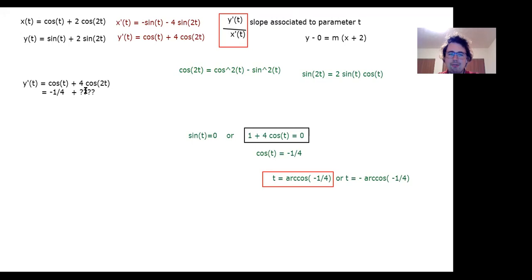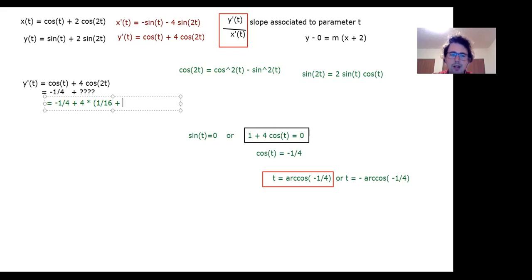So I don't actually have question marks here. I know exactly what goes in that spot. So what is it? That -1/4 stays the same. Now I'm going to add on 4 times, well, cosine of t here is -1/4. So I must have the number +1/16.